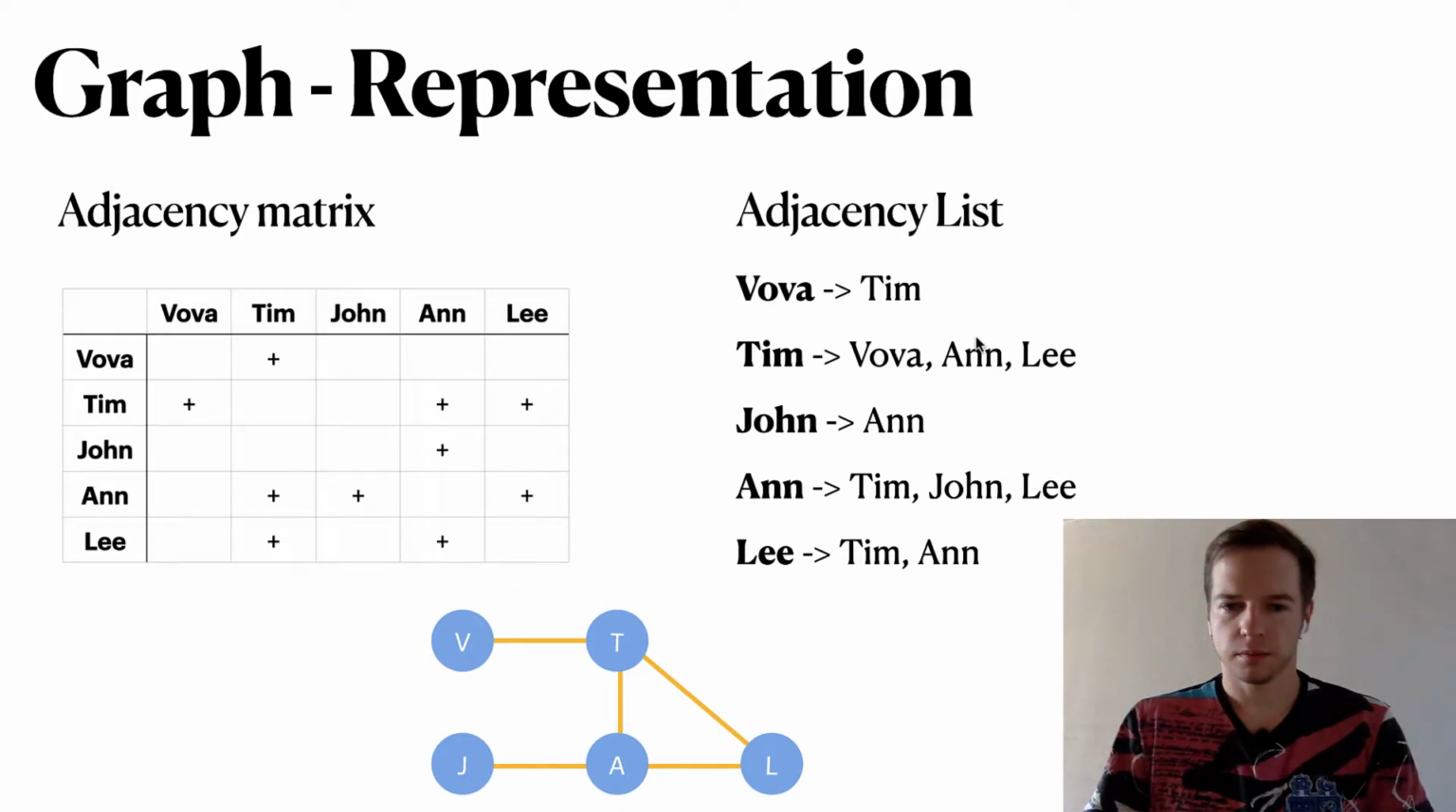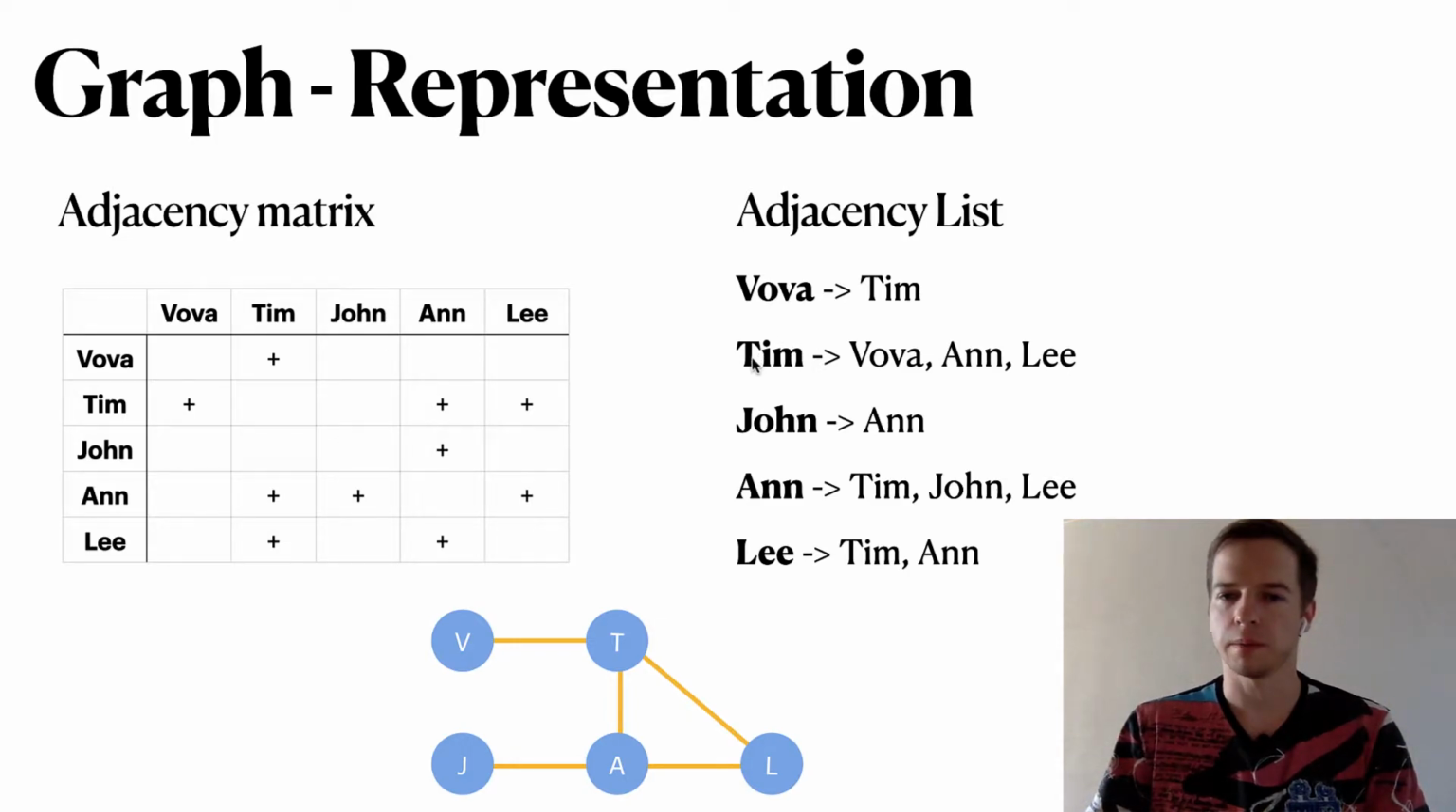The list gives us another idea. We have a map where the key is our node and the value is a list of connections. So it's much more space efficient. We don't keep false flags where we don't have a connection, but the lookup is not that fast because you need to find the node.